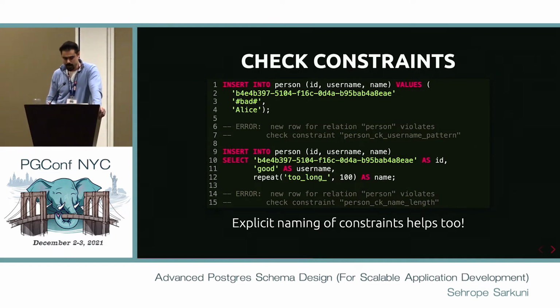So if I try to insert something and I see that it violates check constraint person check username pattern, it's immediately obvious what is wrong here. Oh, my username is bad.